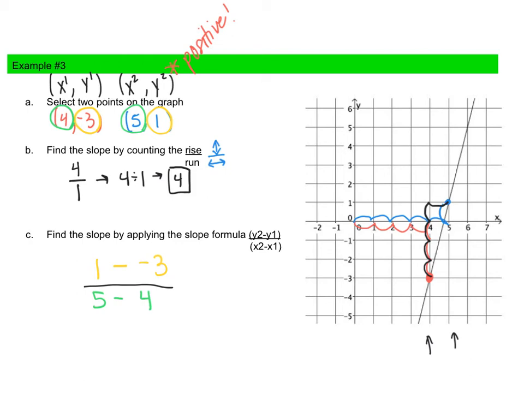And then I'm going to solve this. So for the top, 1 minus negative 3, I'm going to do keep, change, opposite. I know that a double negative makes a positive, so this is 1 plus 3, which is 4. On the bottom, 5 take away 4 is 1. That's the same as saying 4 divided by 1, which is 4. So hopefully you get the picture here.